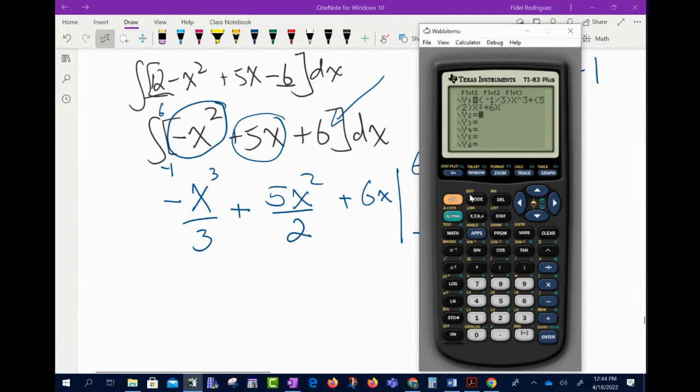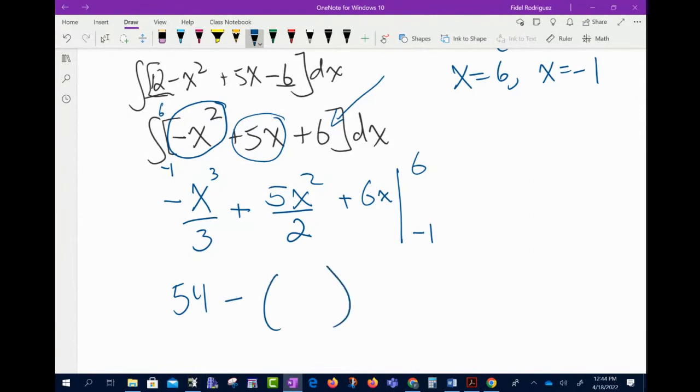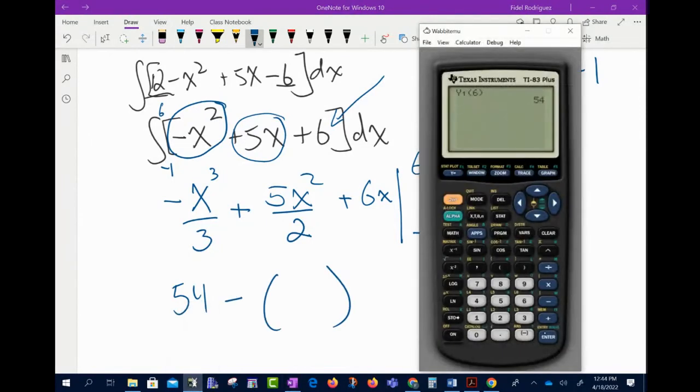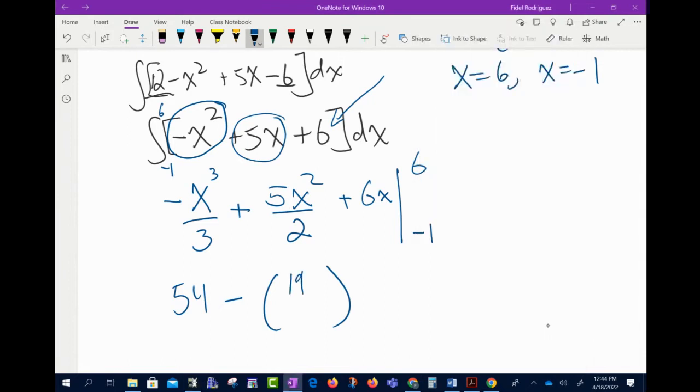Okay, so I'm going to enter that in, and then I'm going to go ahead and quit that, and I'm going to do my y bars. The first time I do this, I'm going to evaluate this at, what, 6? 54? Okay. So we got 54 minus, we're going to do the same thing again, except now we're going to evaluate it at, what? Negative 1? Okay. Negative 19 over 6? Okay. And so now, don't these become positive now? Because it's minus minus?